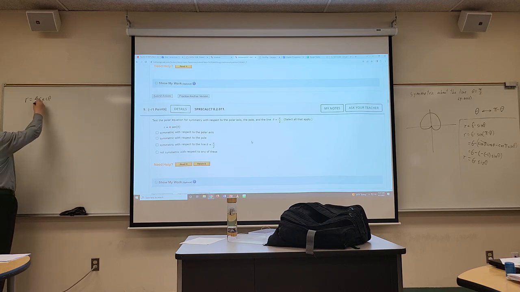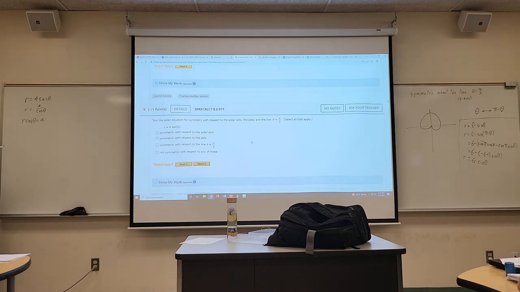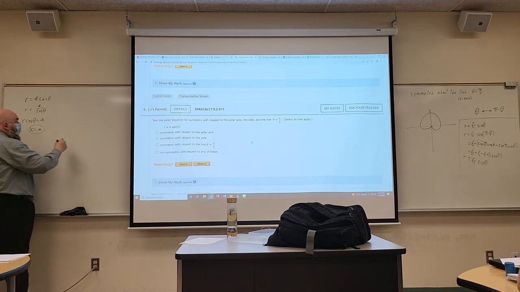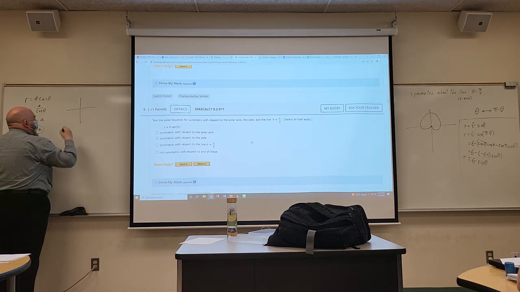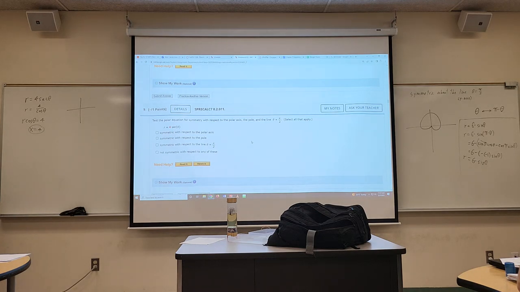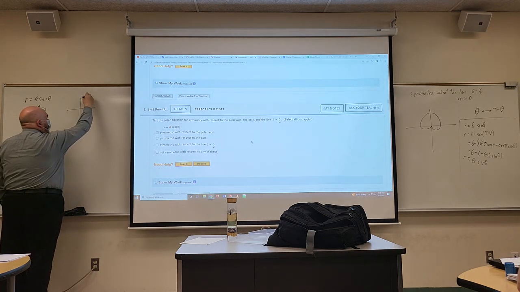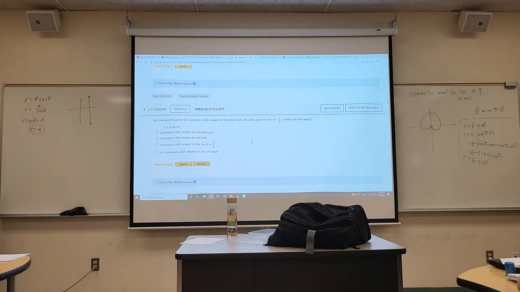if I rewrite this as 4 over cosine theta, then I can multiply both sides by cosine of theta, and r cosine theta is equal to 4. r cosine theta is equal to x by our translation formula. So this is the line x equals 4. What does the line x equals 4 look like exactly? It's a vertical line passing through 4, 0. And of course, 4, 1, and 4, 2, and 4, negative 3, and all those.